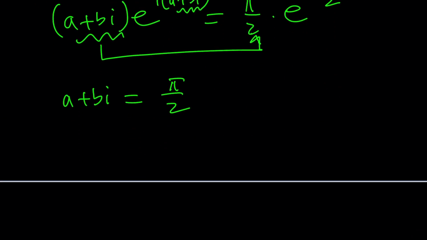Well, isn't this supposed to be complex? Yes, its imaginary part is 0. And so a is pi over 2, b is 0, and it's all good.